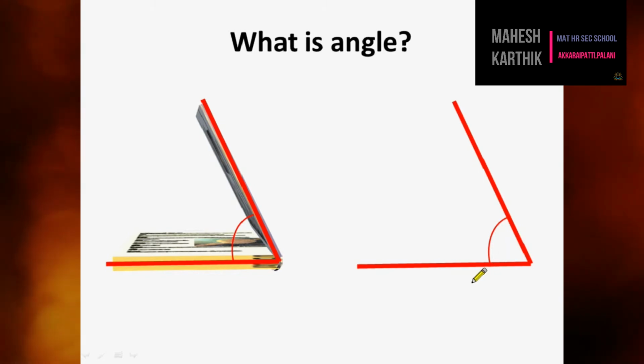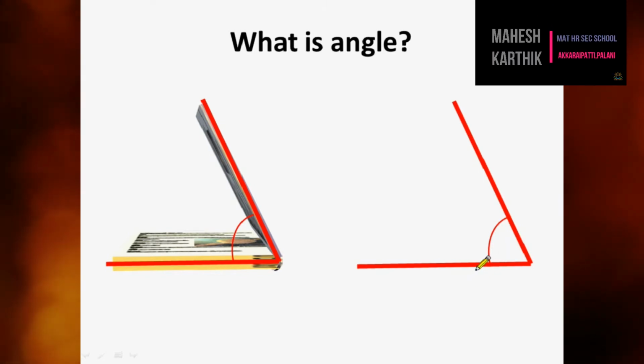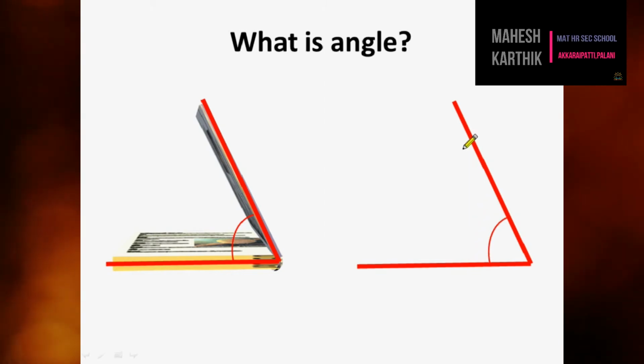We can also say that the angle is amount of turn between the two straight lines which meet at a point. So here these are the two lines, they meet here, and this is the amount of turn or the angle formed between these two straight lines.